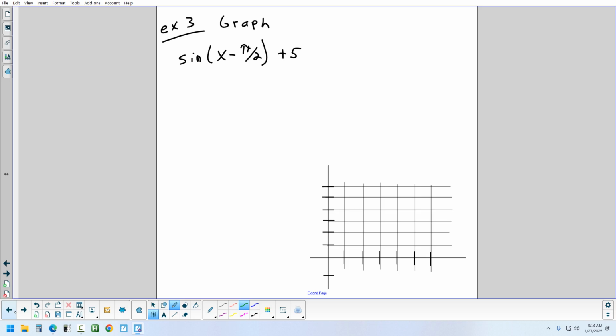So, right, so you're going to be shifting the negative pi over 2 is going to shift it which way? Right. Yep, to the right, and the +5 up. So my graph is going to move right and up. That's why I made a grid in quadrant 1. Okay.